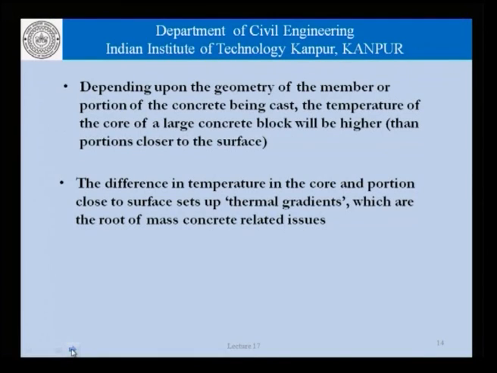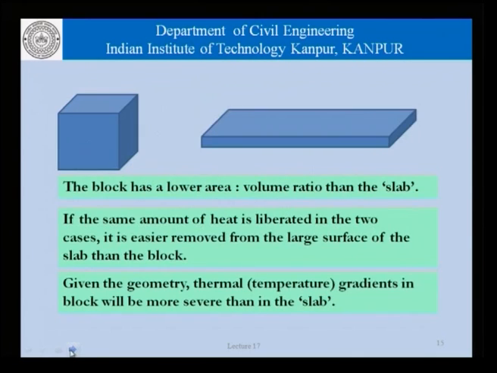Depending upon the geometry of the member or the portion of concrete being cast, the temperature of the core of a large concrete block will be higher than the portions close to the surface, and the difference in temperatures of the core and the portion close to the surface sets up thermal gradients, which are the root cause of thermal stresses.